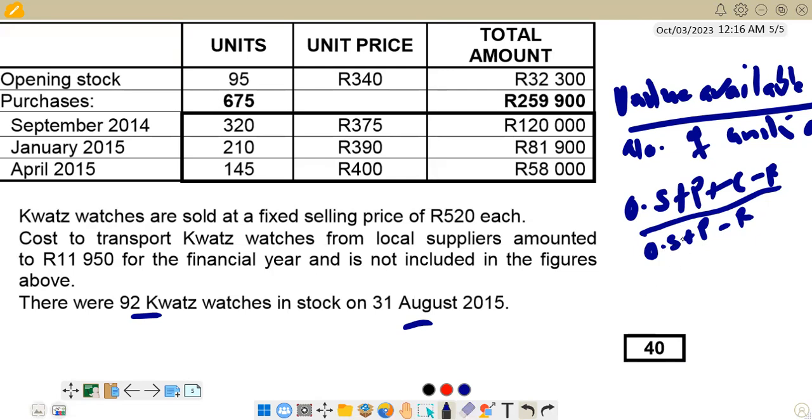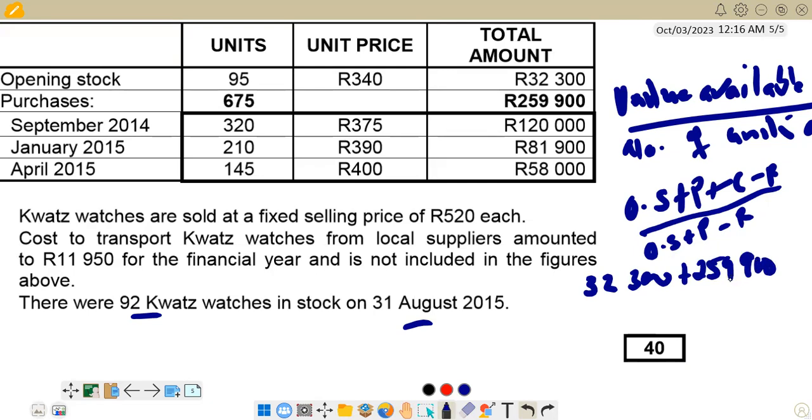So according to the information that we have, the opening stock in terms of value is 32,300. And then we add the purchases that we have in value, which is 259,900.